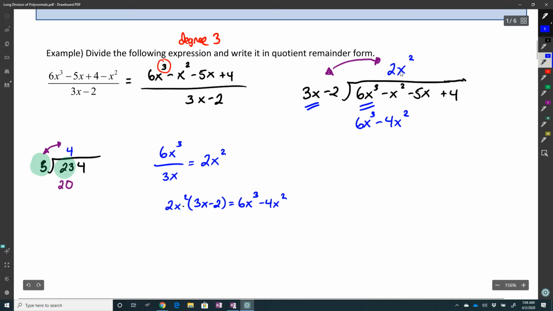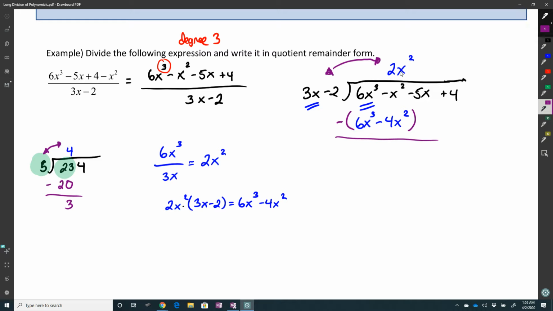Okay. Now in the long division for the numbers, you would subtract after that. That would give me 3. Same idea. We're going to subtract. Now when you subtract, you have to subtract properly. It's 6 minus 6, which is 0. Negative x minus, the minus distributes. Negative x minus negative 4 is really plus 4. So negative 1 plus 4 is positive 3.